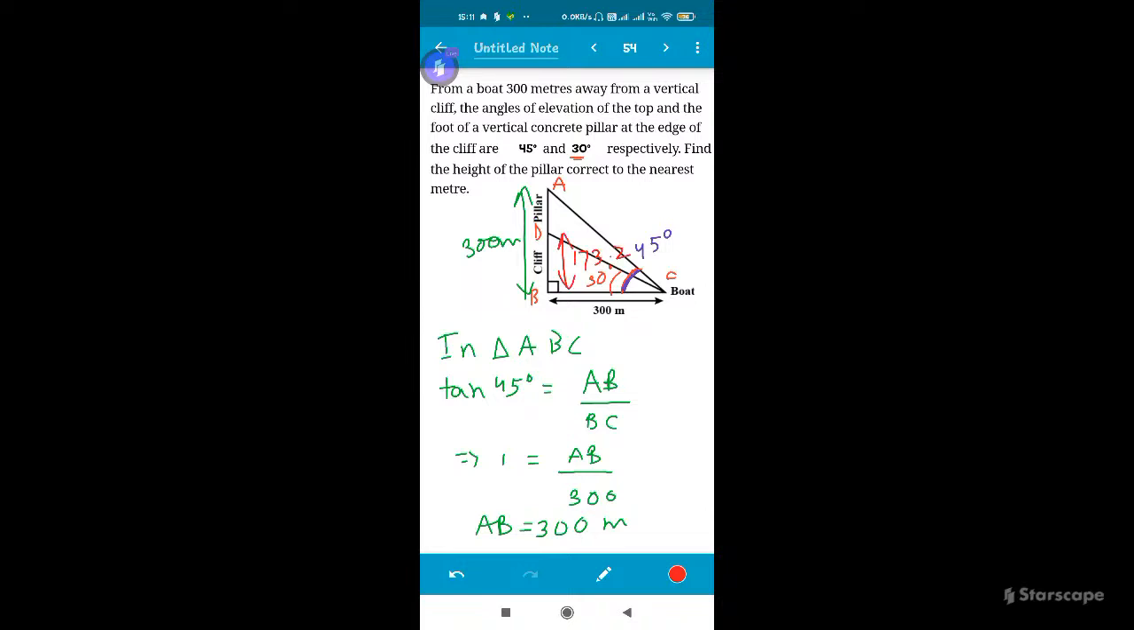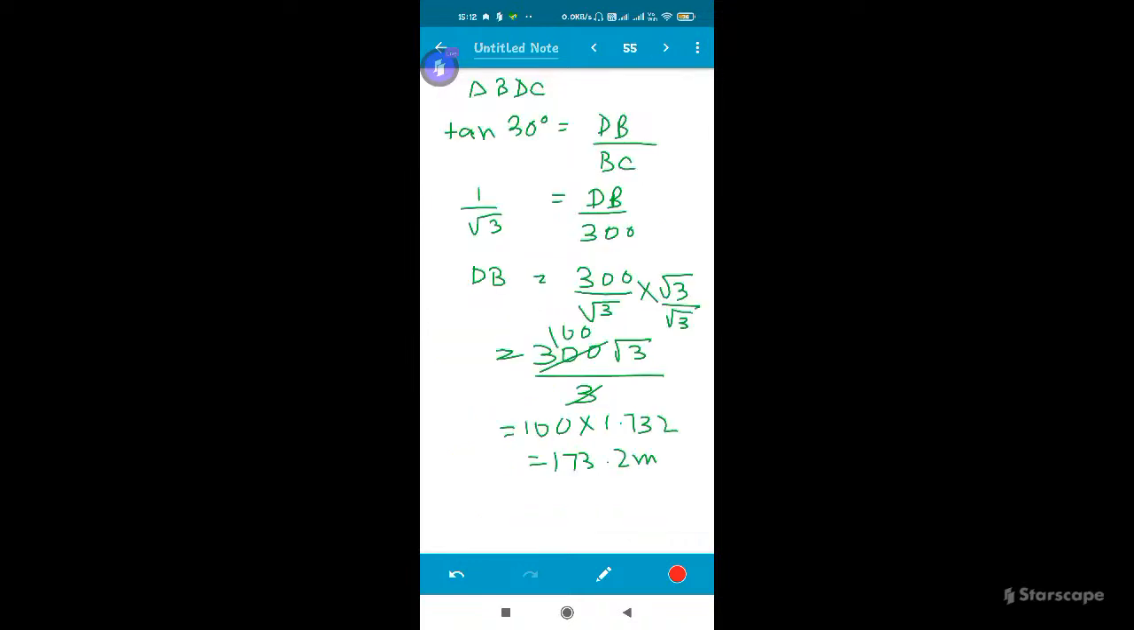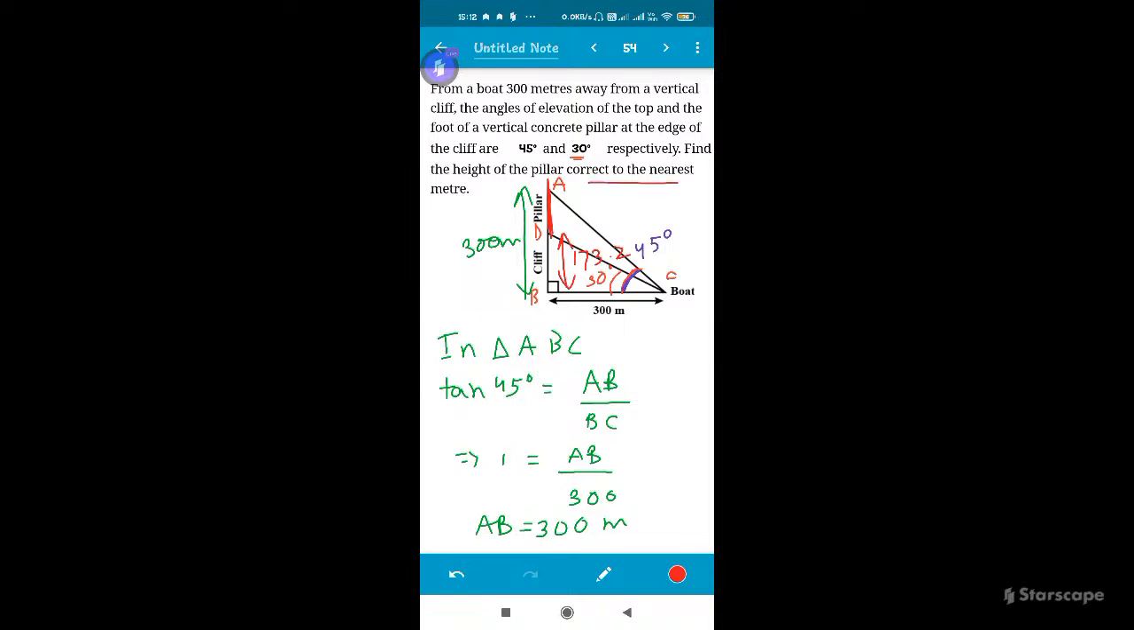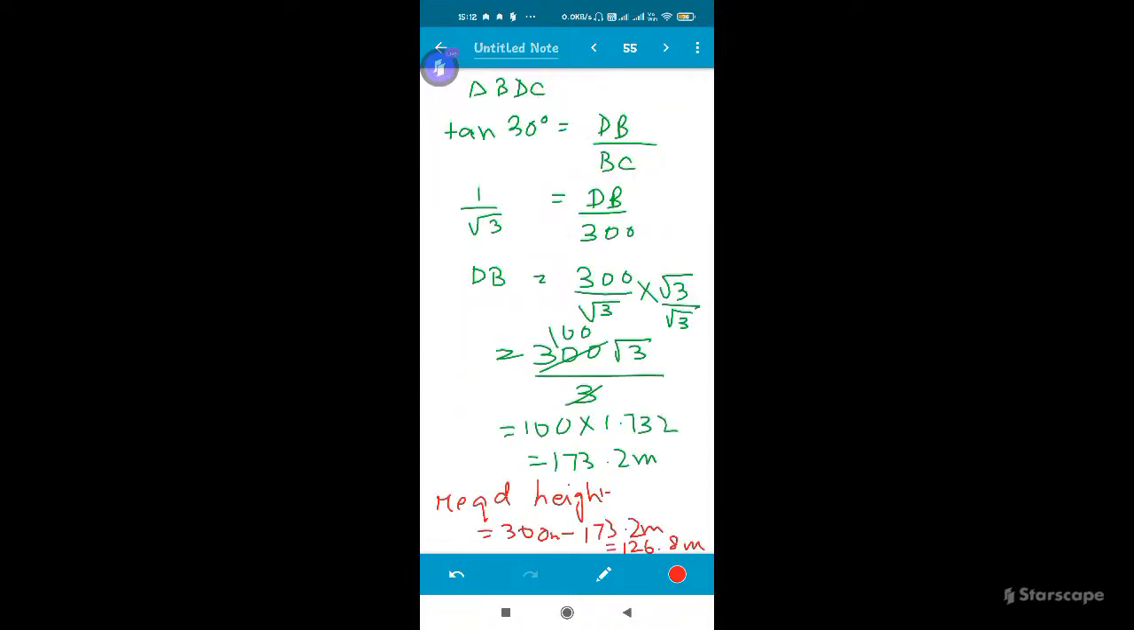So your question is you have to find the height of the pillar. So the total length AB is 300 and the length DB is 173.2. So what will be the value of the pillar, the length of the pillar AD? We have to simply subtract. So the required height is equal to 300 minus 173.2 meters. So if you solve it, you are going to get the value as 126.8 meters. So your question was you have to find the answer to the nearest meter. You don't have to keep the decimal, so your answer will be 127 meters. Hope this question is also clear to you.